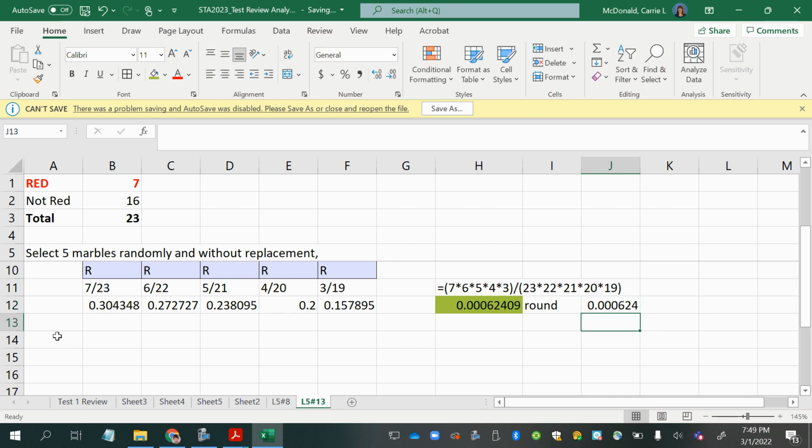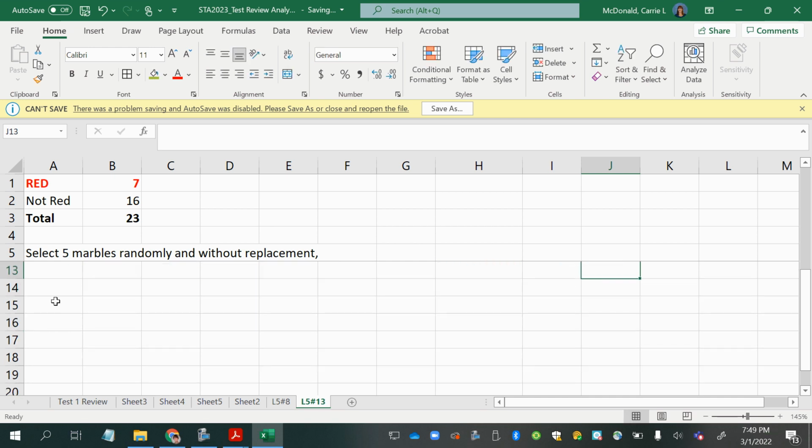All right, now that was part A. Now let's look at part B. Part B says to, actually, you know what? I like to do part C before I do part B because part C is so easy compared to part B. And part C is actually just like part A, except it's from a different perspective.